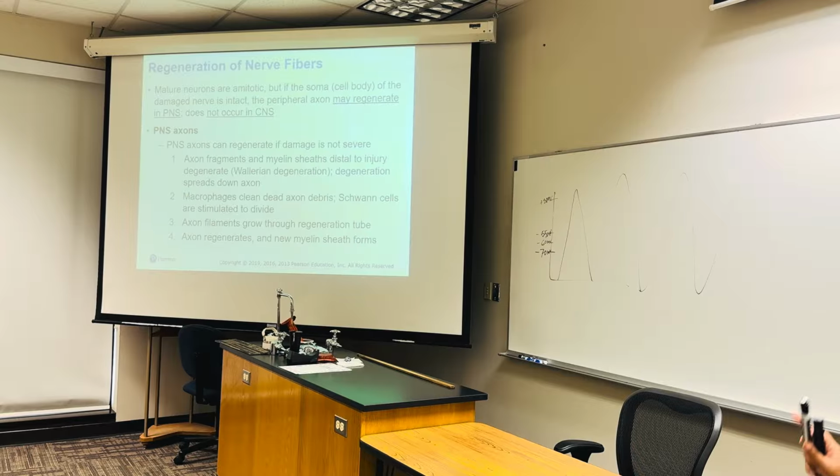I'm still telling you your neurons are amitotic. However, your Schwann cells are stimulated to divide. So don't think that I'm talking about neurons. I'm talking about Schwann cells, which are not neurons, which are neuroglia, and they can divide. Now axon filaments grow through the regeneration tube, the axon regenerates, and a new myelin sheath forms. Does it make sense? Is it clear?